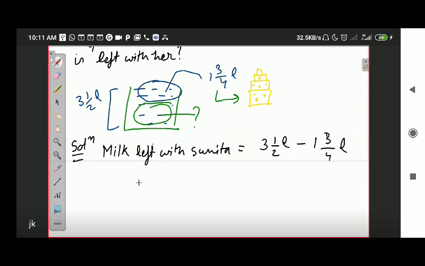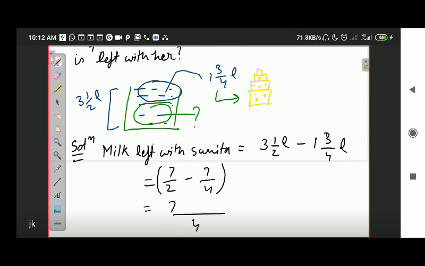As we can see, these are in mixed fraction form. First of all, we will convert them into improper fractions. 2 3s are 6, 6 plus 1 is 7/2, minus 4 1s are 4, 4 plus 3 is 7/4. So we have to subtract 7/4 from 7/2. First of all, we will take the LCM. LCM is going to be 4.